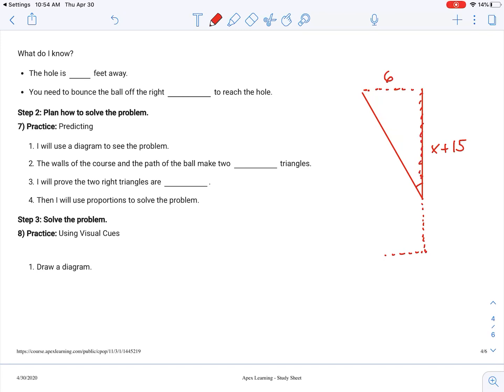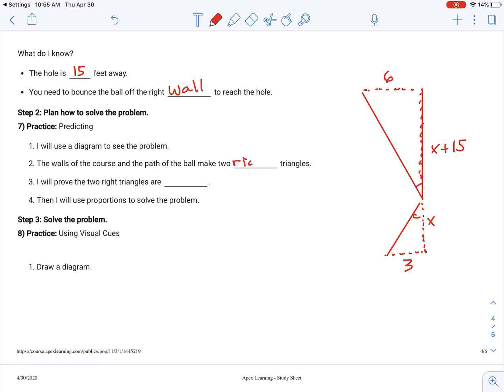Oh, this is supposed to be dotted too. Okay. So there is the picture that you're supposed to get from the golf problem. So the hole on this one is supposed to be 15 feet away, and you need to bounce it off the wall.